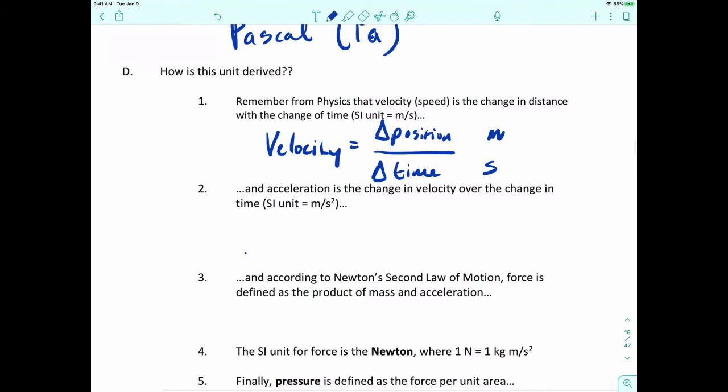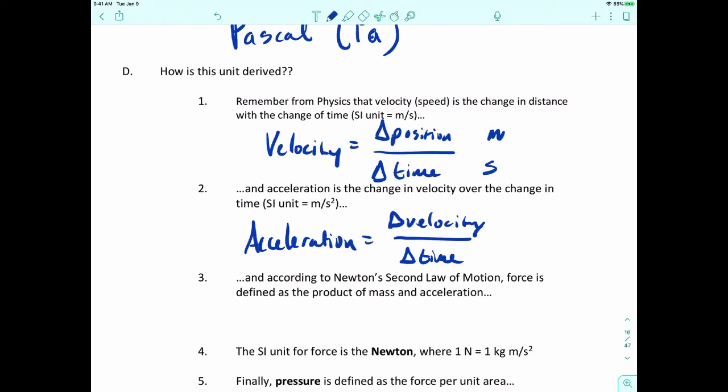Now, if we were to calculate acceleration, this would be the change in velocity over the change in time. Or meters per second for the change in velocity divided by the change in time, which would be seconds, or meters per second squared.